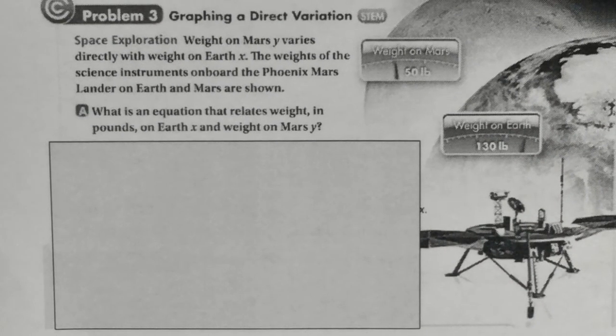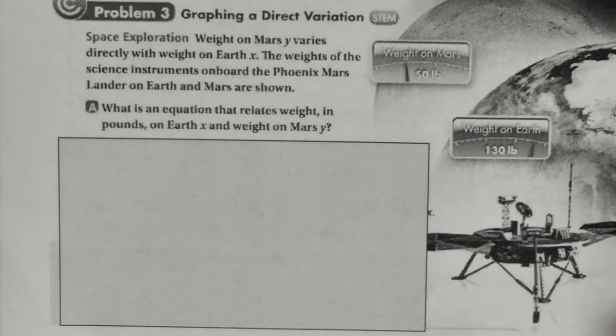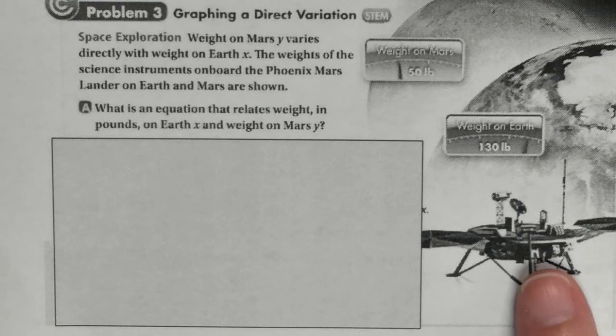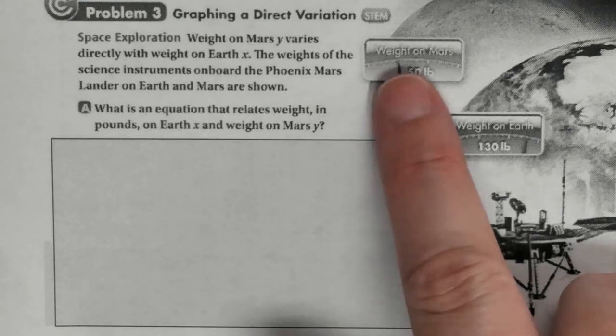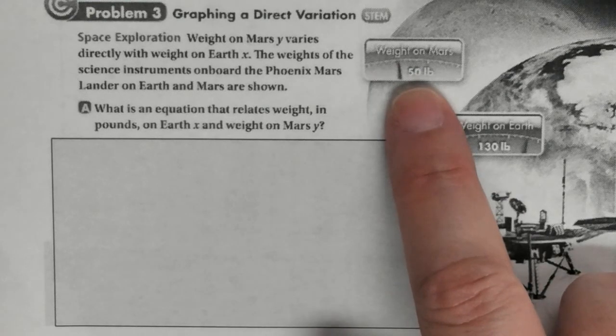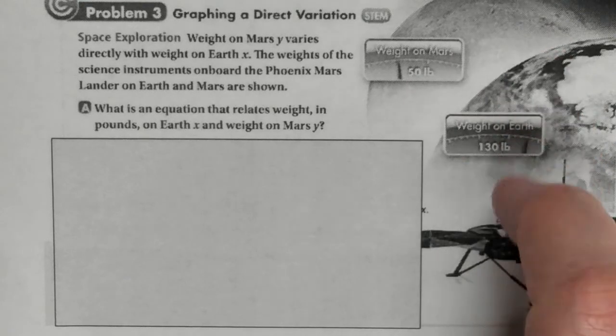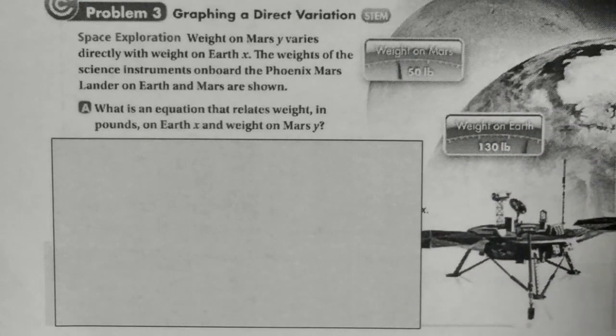It says space exploration. The weight on Mars varies, that's y, with the weight on Earth, x. The weights of the science instruments on board the Phoenix Mars lander on Earth and Mars are shown. So that little machine here, on Earth it weighs 130 pounds, but on Mars it weighs 50 pounds. Okay? It says, what is the equation that relates weight in pounds on Earth, x, and weight on Mars, y?